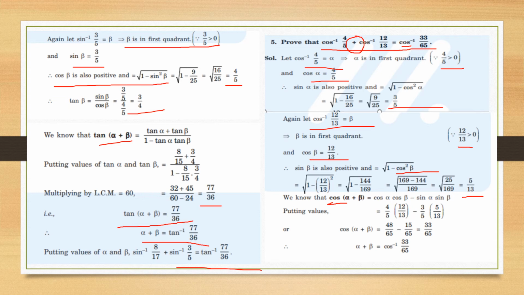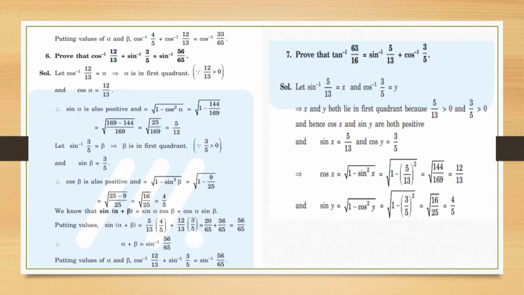Now using cos(a plus b) equals cos a cos b minus sin a sin b, I put back all the values calculated, and it turns out to be 33/65. So alpha plus beta is cos inverse 33/65. Putting back the values of alpha and beta, I get the desired answer, cos inverse 33/65.